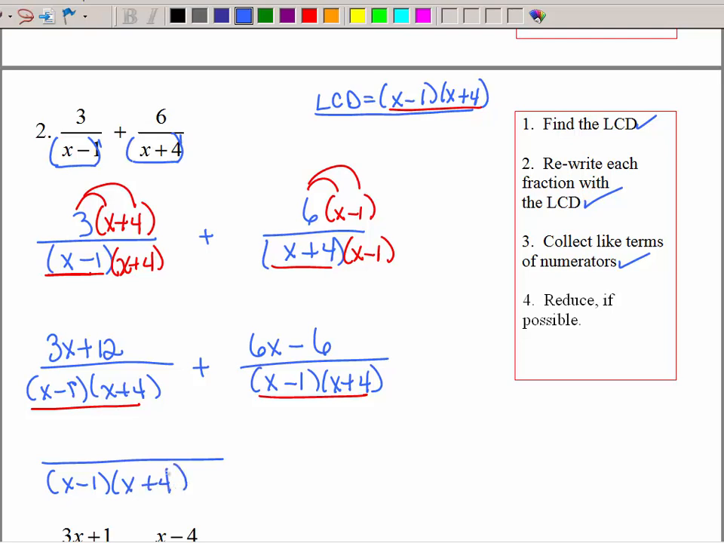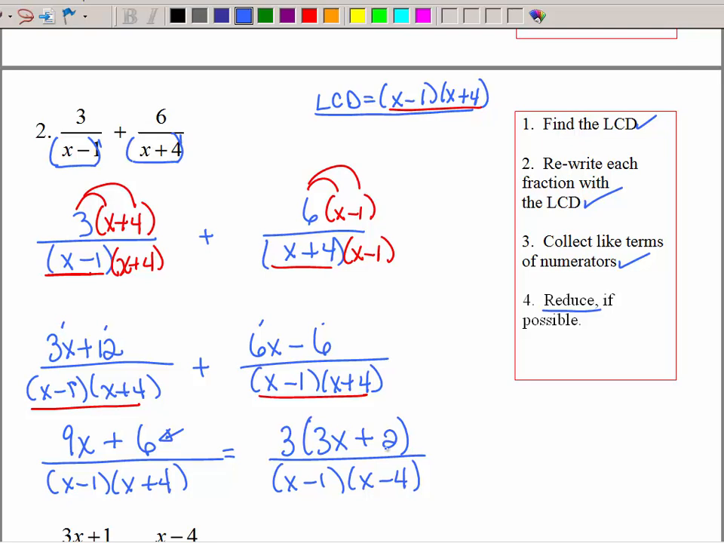Now let's collect like terms. I have 3x plus 6x, which is 9x. I have 12 minus 6, which is positive 6. Then I'm going to look and see, can I reduce that? And again, by factoring. Well, I do see a GCF here of a 3, and that would leave me, no, not 2, but 3x plus 2 over this denominator.